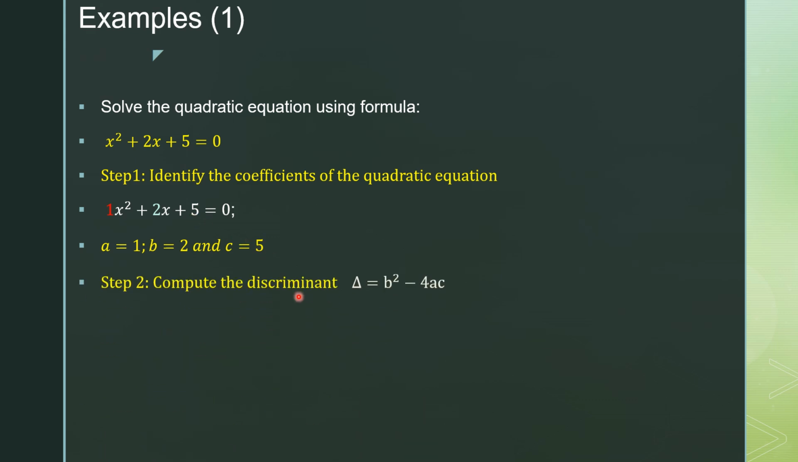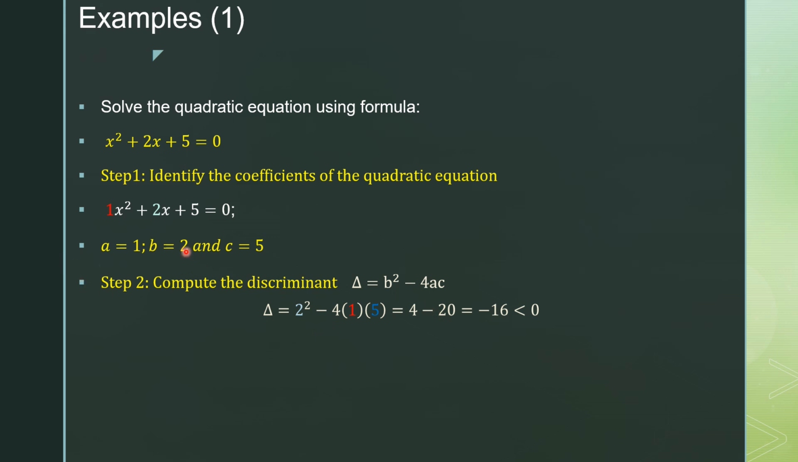The next step is we need to compute the discriminant of the equation. That is delta equals b squared minus 4ac. So you just substitute these values of a, b, and c. This is a, this is b, and this is c. You put them here, and you calculate delta. So we will get delta equals 2 squared. 2 is b.